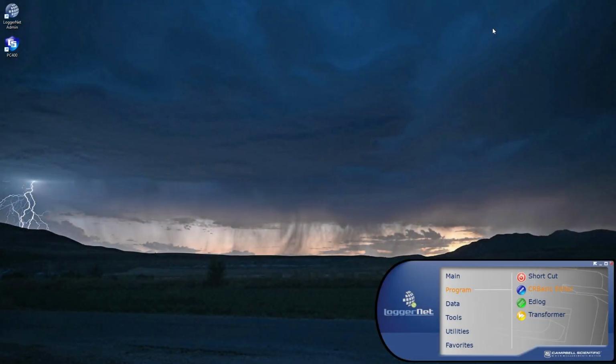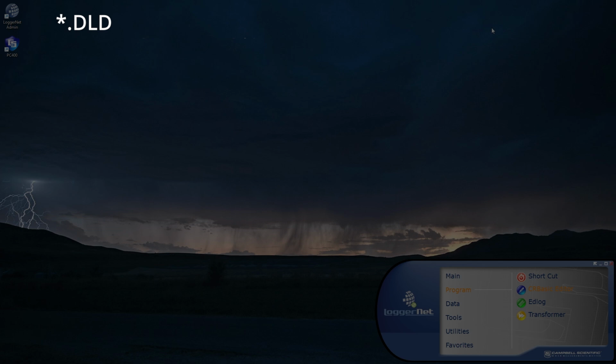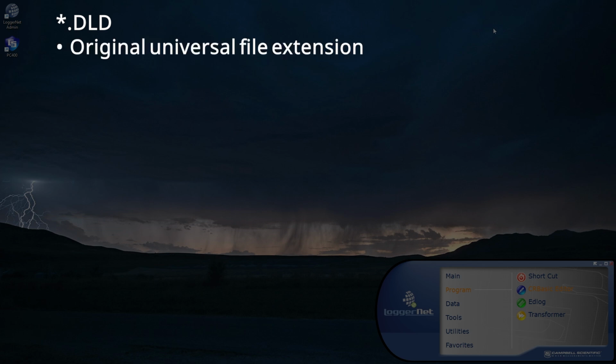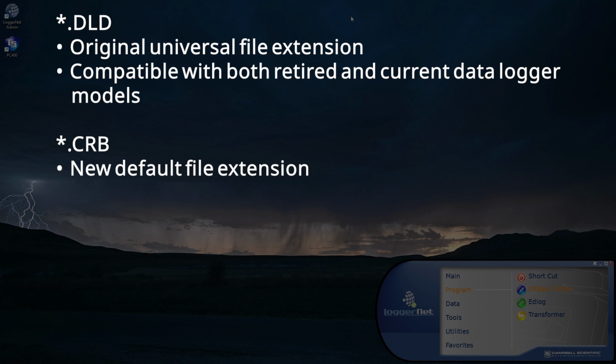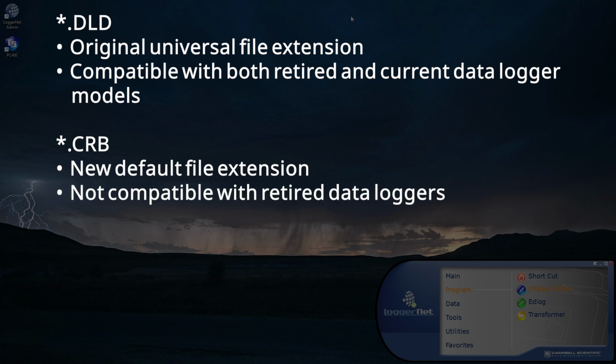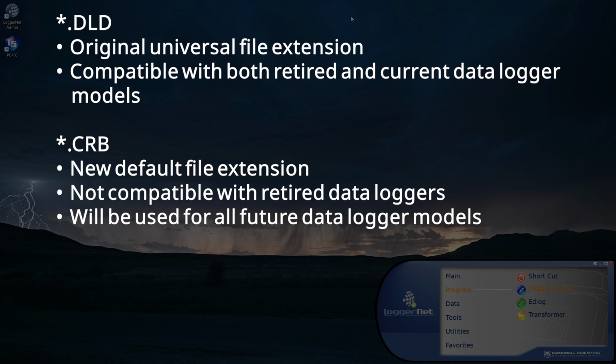In addition to data logger-specific file extensions, there are also two universal file extensions that allow a program to run on one or more types of data logger, .DLD and .CRB. The .DLD extension was the original universal file extension. It is compatible with both retired and current data logger models. The .CRB universal file extension is the new default CRBasic extension. It is not compatible with retired data loggers and will be used for all future data loggers.